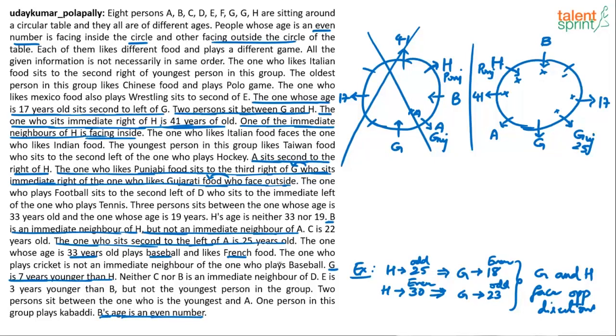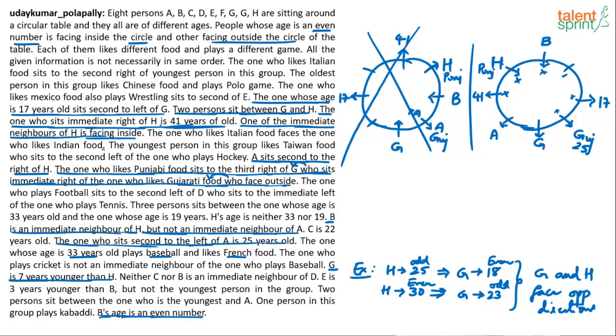Okay, let's find something else. I'm sure there will be other useful clues. Let me just read the starting point again. The oldest person in this group likes Chinese food and plays polo. The one who likes Mexican food also plays wrestling, second to the left of E. No idea. The one who likes Italian food faces the one who likes Indian food. Italian and Indian should be opposite.